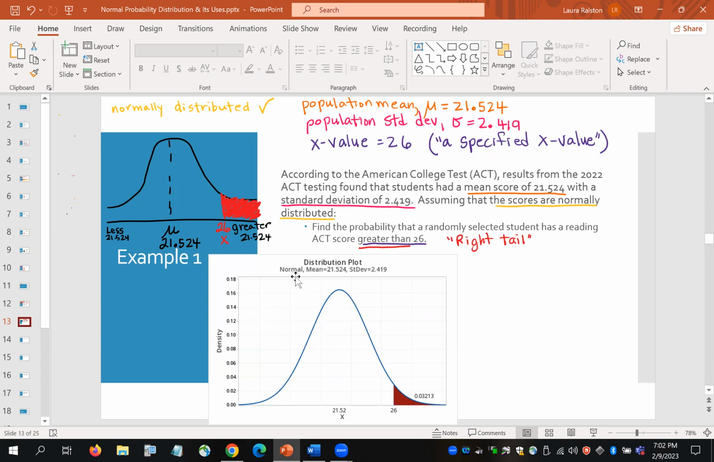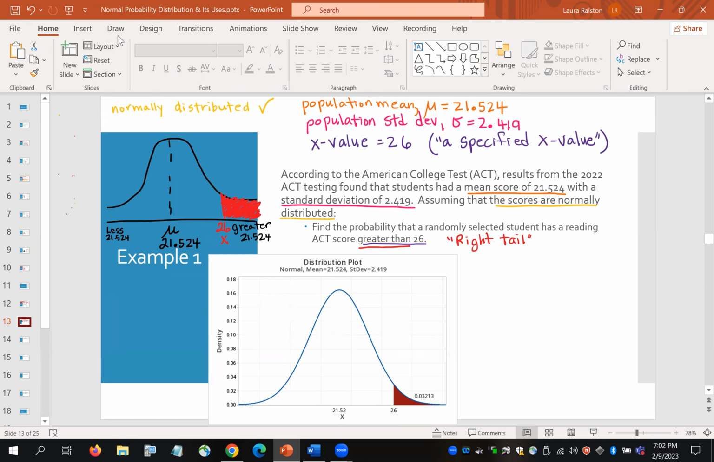Okay, so this tells us this is a distribution plot. It's normal with a mean of 21.524, standard deviation of 2.419. That's the exact information from the problem. It has drawn the normal distribution. It has in the middle my mean, 21.52. It has marked 26 on my number line and shaded that red region.